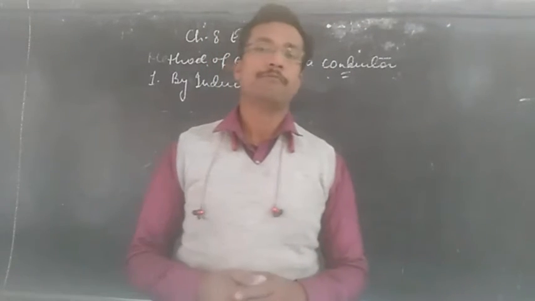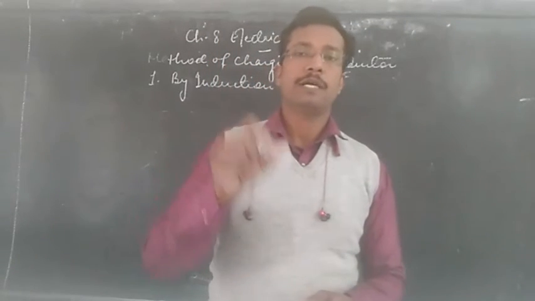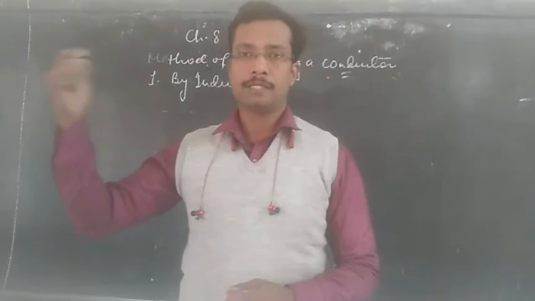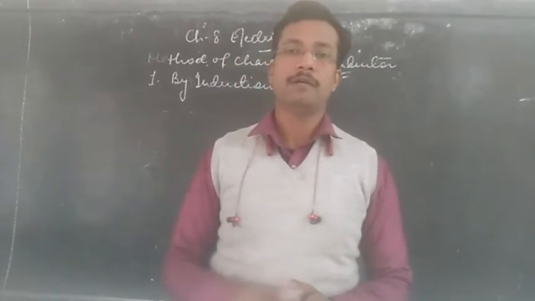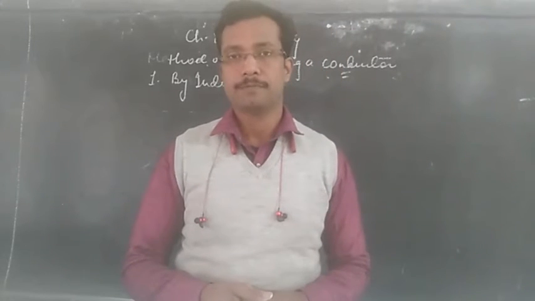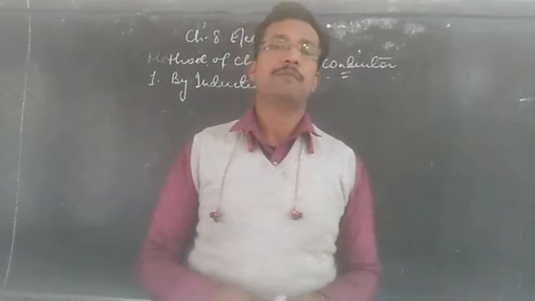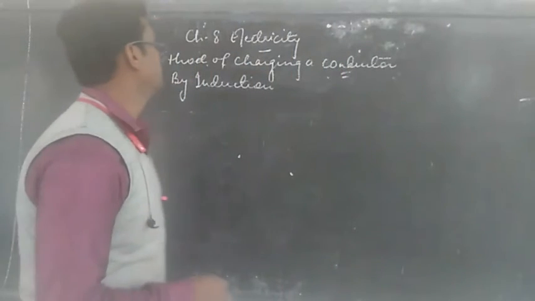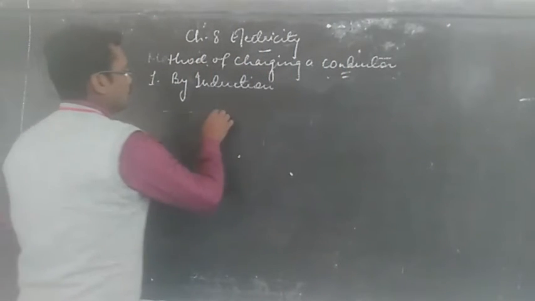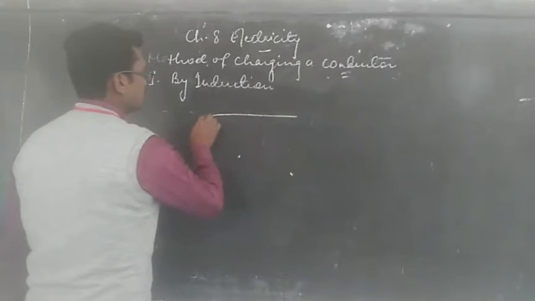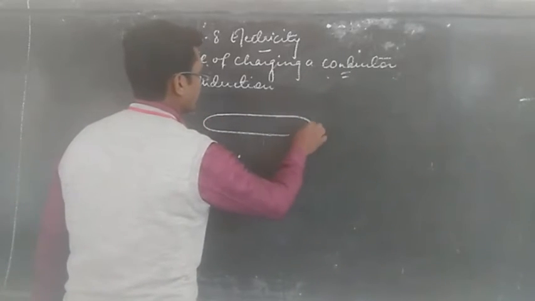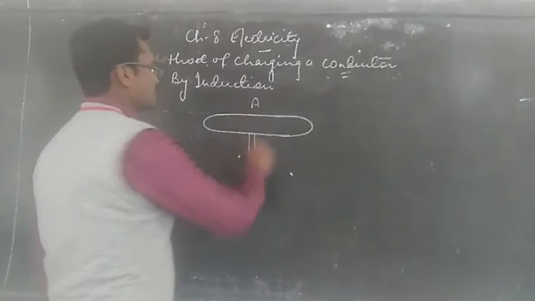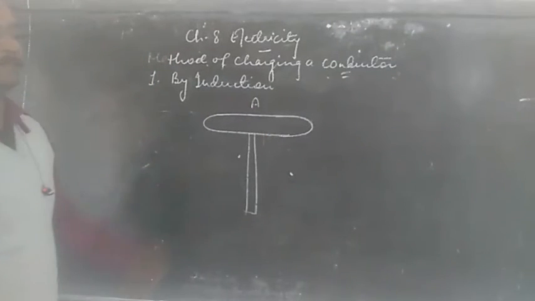As a result, we will find that the closer end of the conductor will acquire opposite charge, and the other end, that is the farther end, will acquire the similar charge. This process is called the induction method. Let us have a look. Let us suppose this is a conductor A, and we want to charge this conductor by induction method.